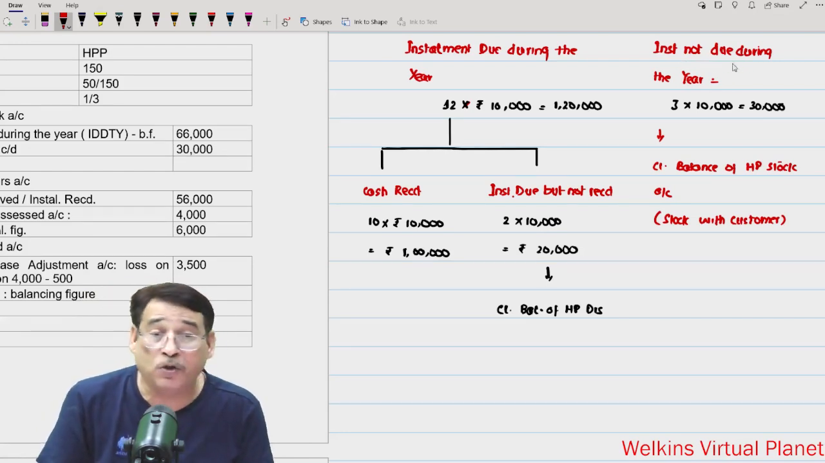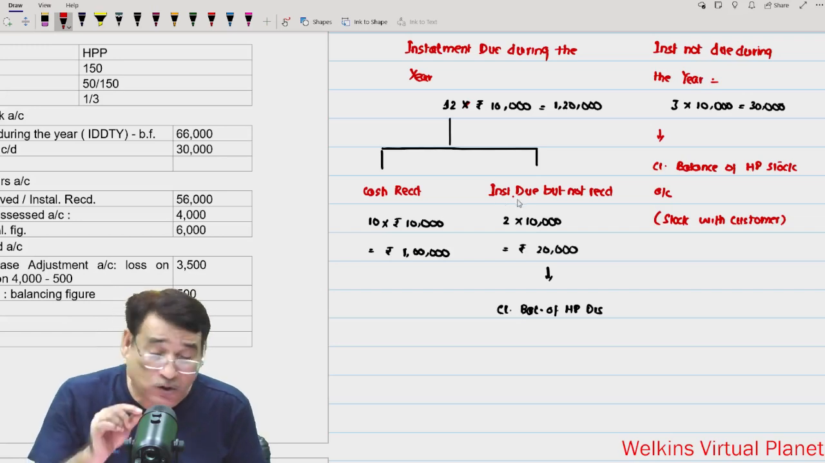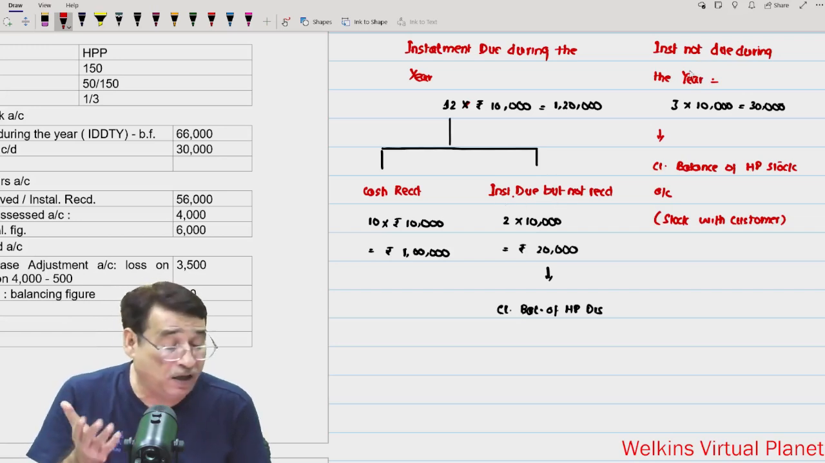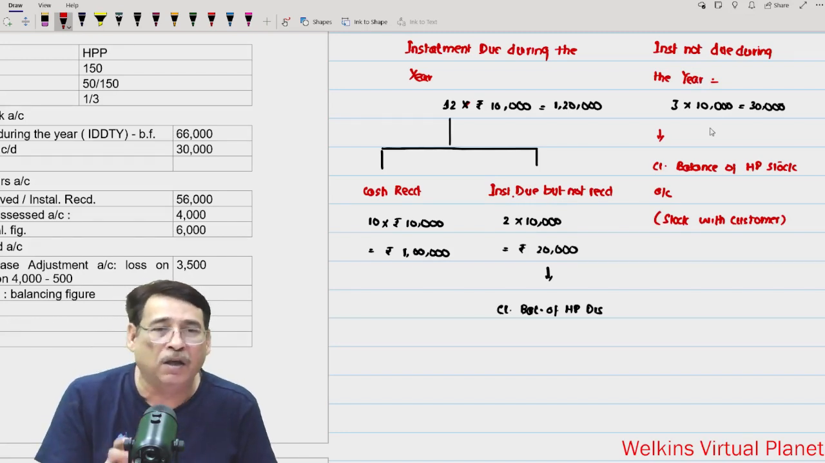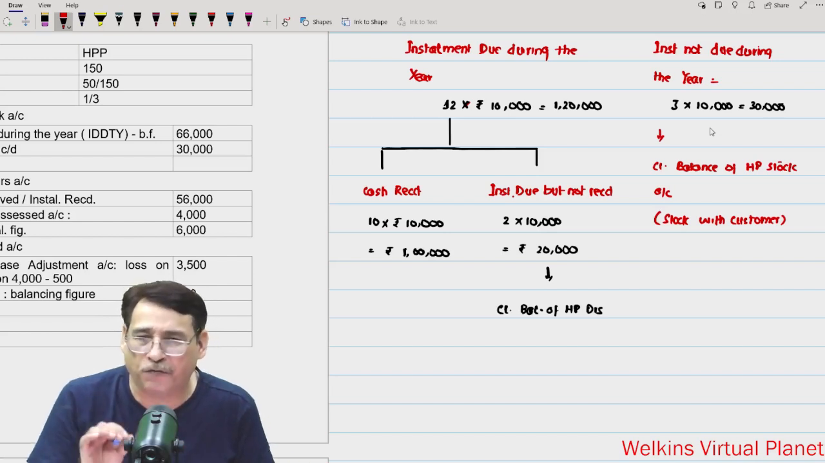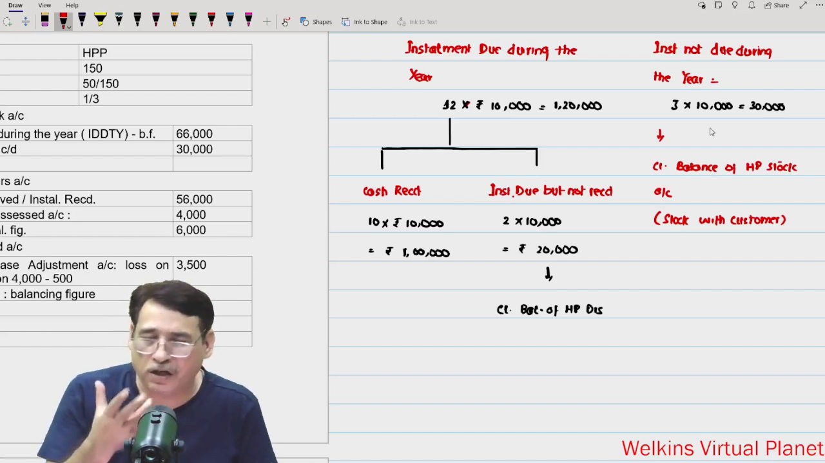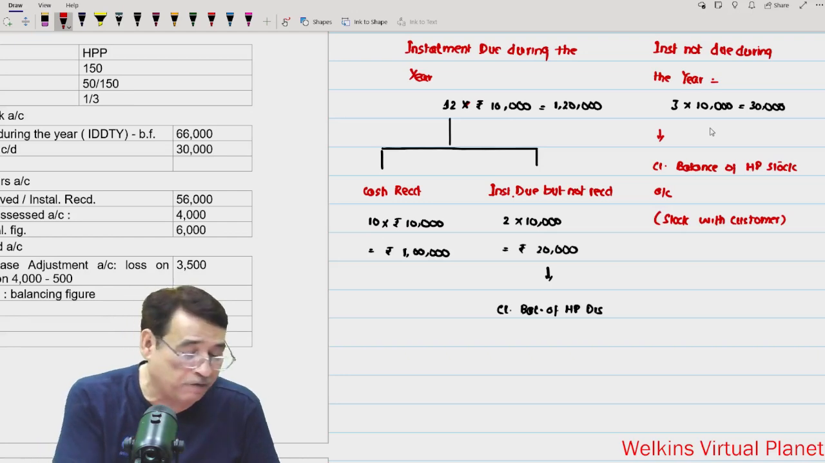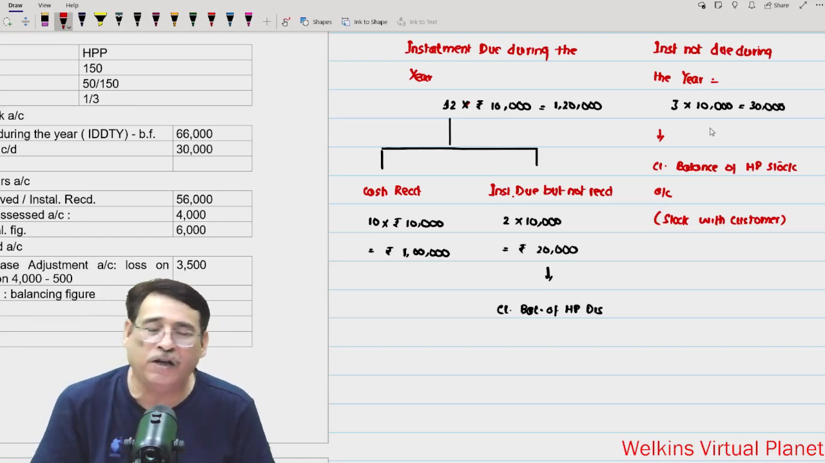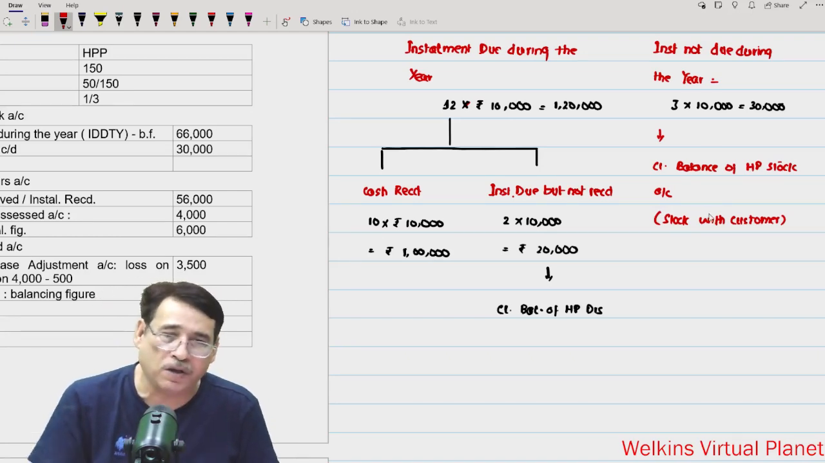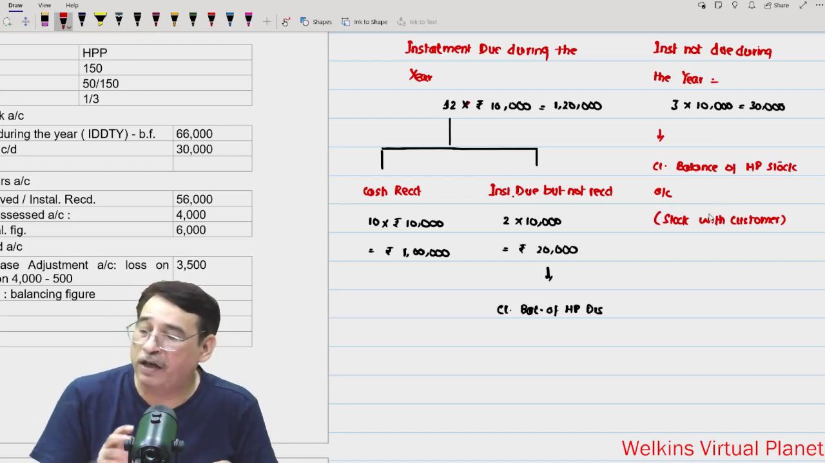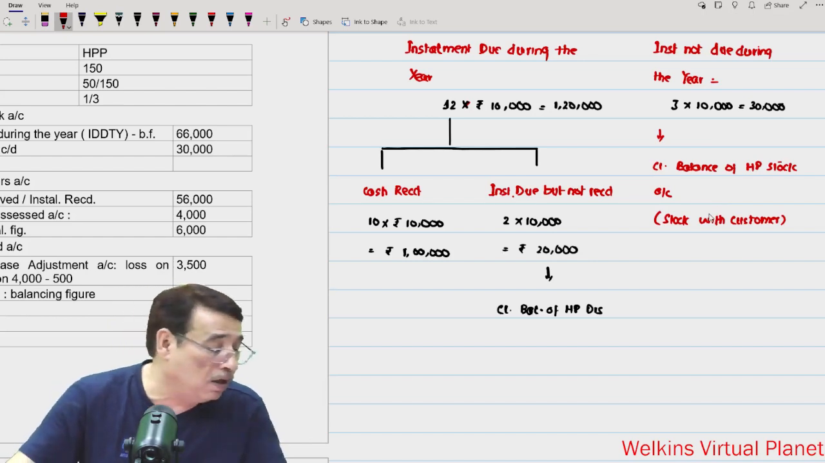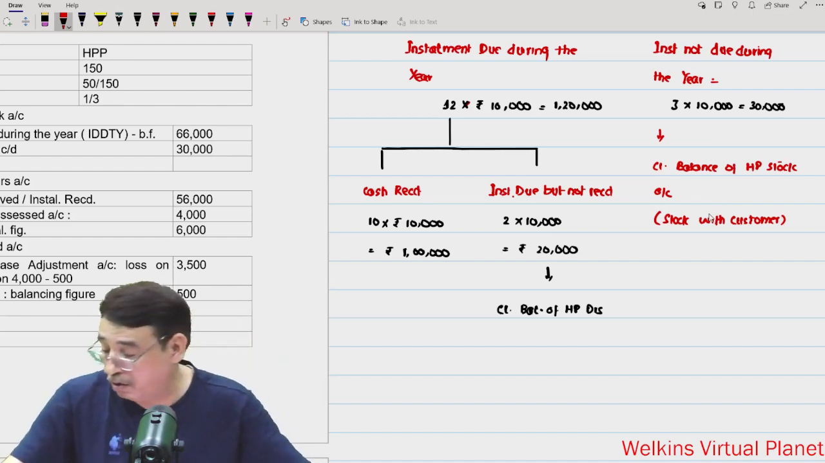Don't get confused. Here I have written installment due but not received, and here I have written installment not due during the year. If installments are not due during the year, that means it is not yet a part of sale. So the seller will consider as if these goods belong to him only, and he will consider them as closing stock. So these are the points which you need to gather first. Very, very important. Is it clear to you or not?